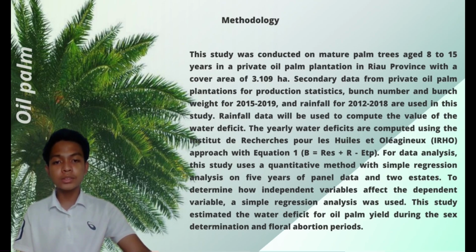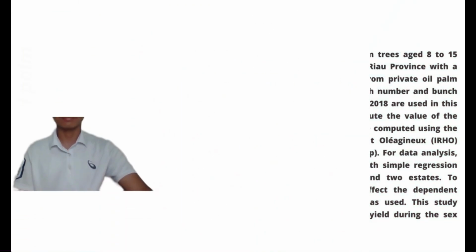Rainfall data will be used to compute the value of the water deficit. The yearly water deficit is computed using the Institute Research Policy's approach, with the equation shown in the video. For data analysis, this study used a quantitative method with simple regression analysis on 5 years of panel data and 2 estates. To determine how the independent variable affects the dependent variable, a simple regression analysis was used. This study estimates the water deficit for oil palm yield during the sex determination and floral abortion period.